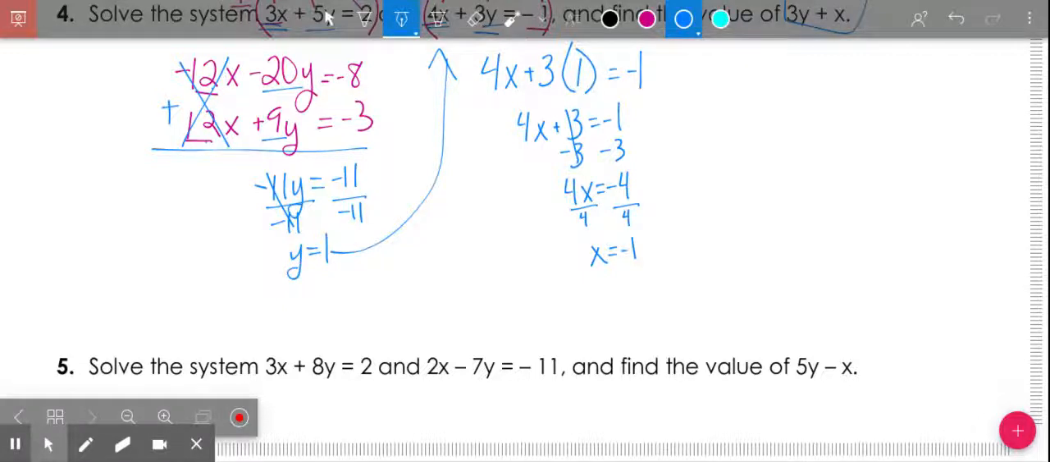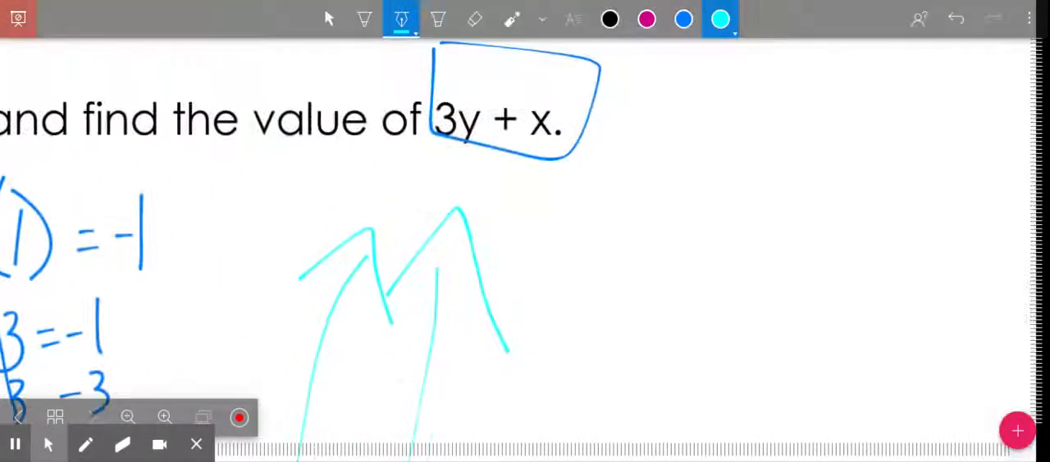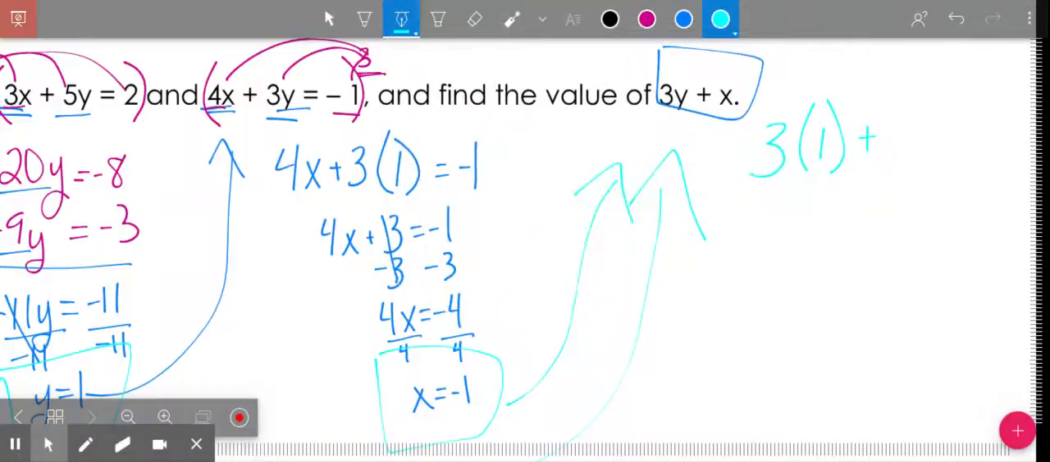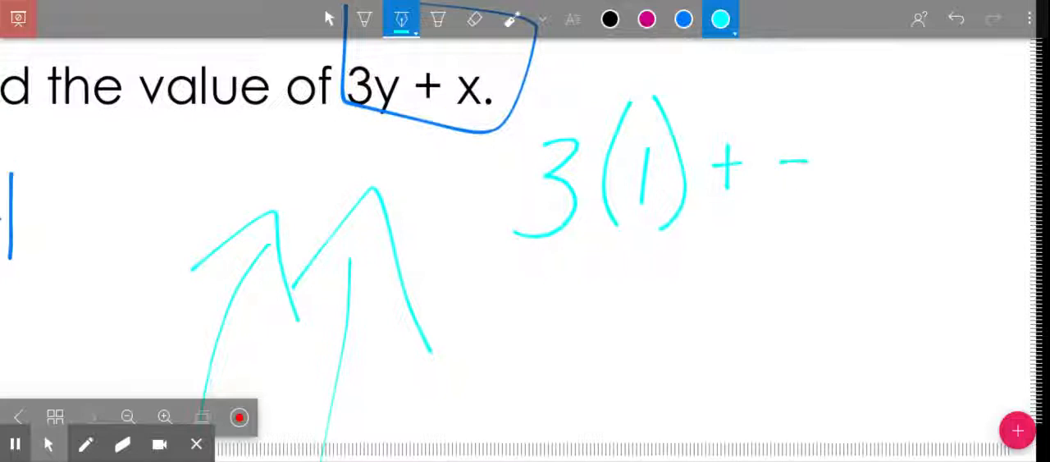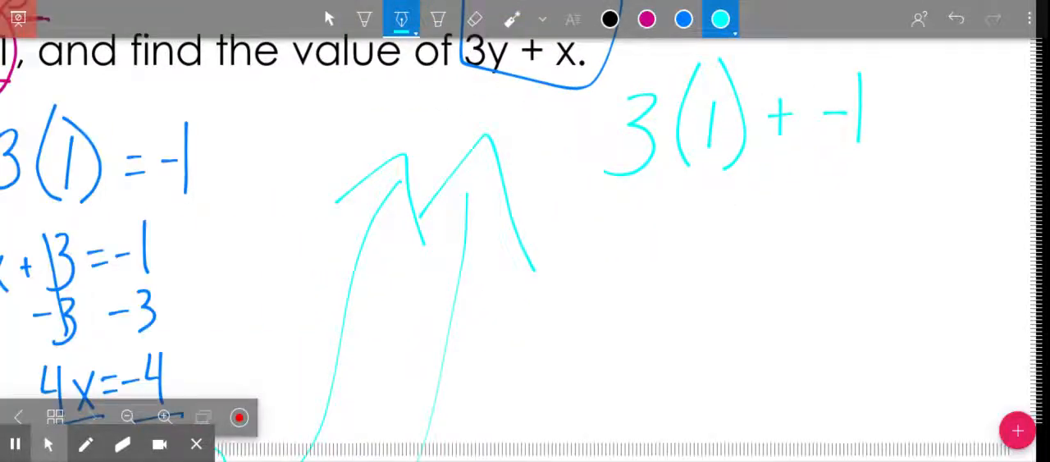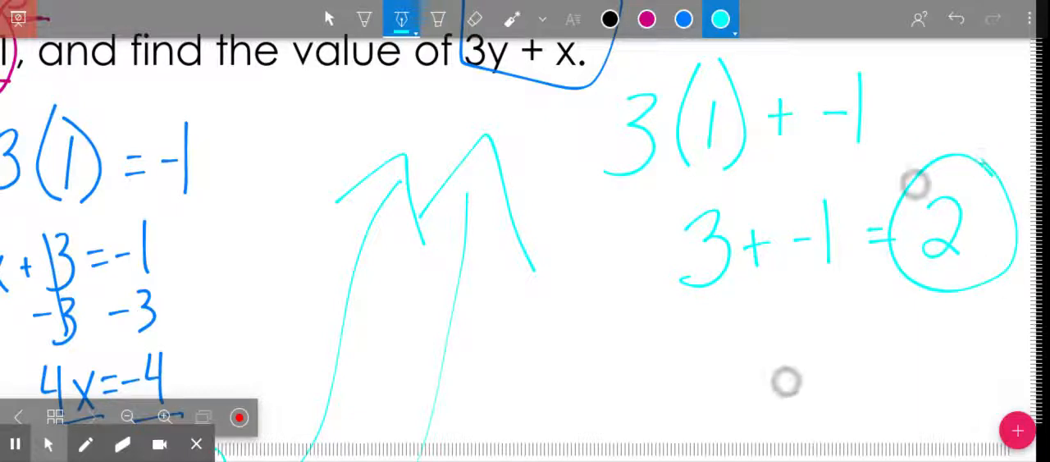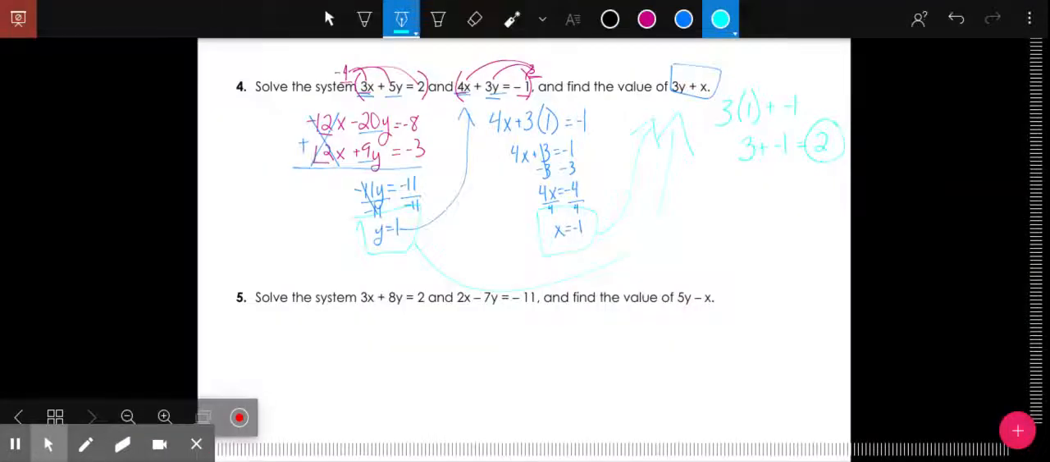So we have 1 and -1 for our solutions. We're going to take those points, because we're not done yet, and we're going to plug them in up here. So we'll have 3, and instead of times y, it'll be 1, plus our x was actually a -1. And then we just got to simplify. 3 times 1 gives me 3, plus a -1. 3 plus -1 gives me 2. So my final answer is 2. Fun stuff.